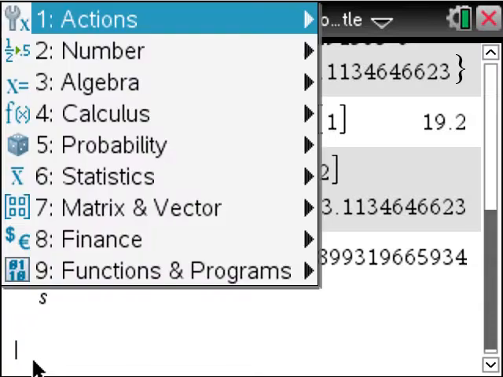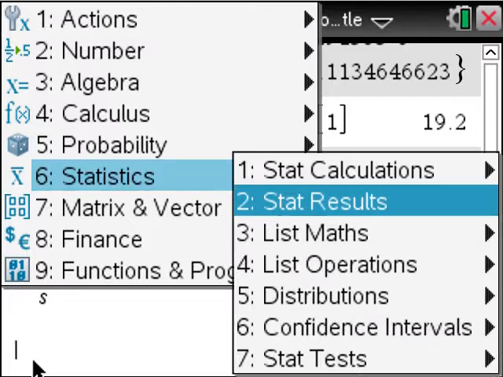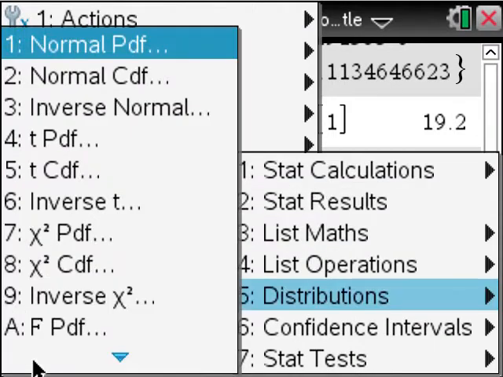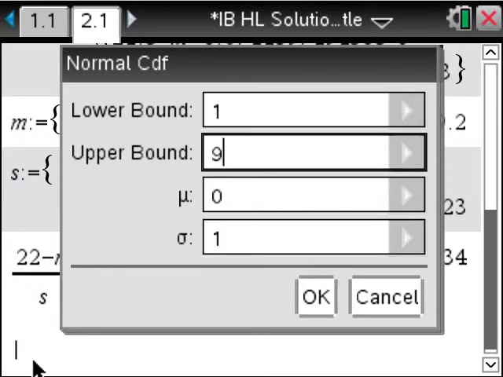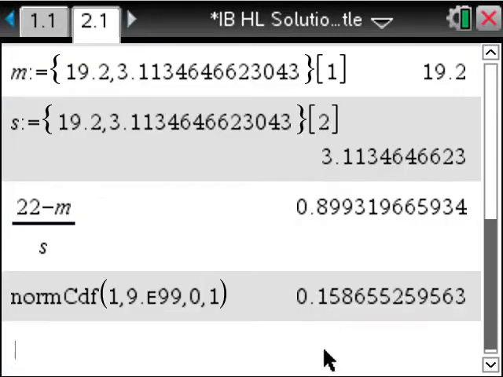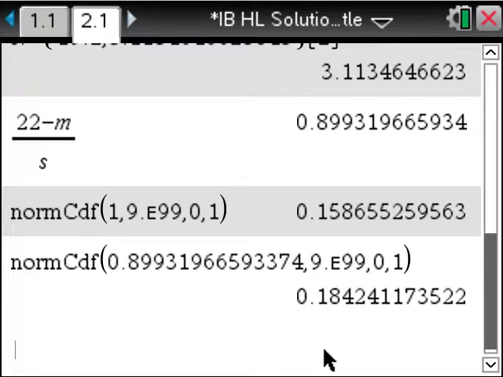So if I go to Menu, and go to Statistics, and go to Distributions, and the Normal CDF, from the value which I'm interested in, I'm just going to put 1 and then 9E99. I'm just going to leave mu and sigma as they are. And then I'm just going to go back in and edit this and change that lower bound of 1 to be that 0.99, and I get the decimal I'm after.